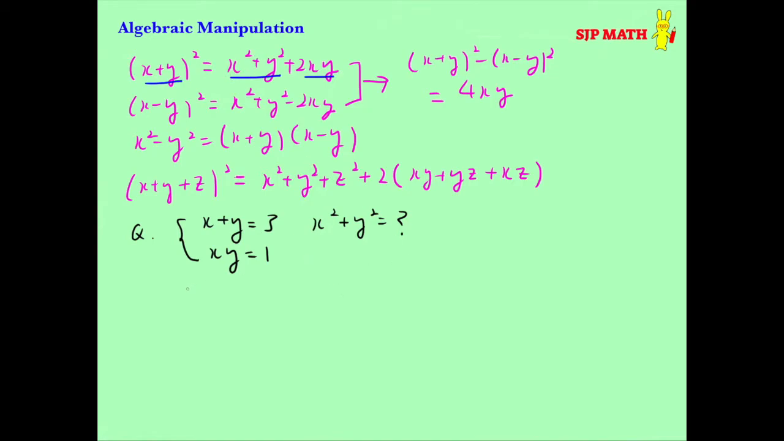So, I'm just going to write it straight away: 3 squared is equal to x squared plus y squared plus 2 times 1. So therefore, x squared plus y squared is equal to 9 minus 2, which is 7. What's interesting about this is that we didn't even need to find what x and y are individually. We didn't even need to know what each of these are equal to, and we still found the value of the formula that we needed at the end.